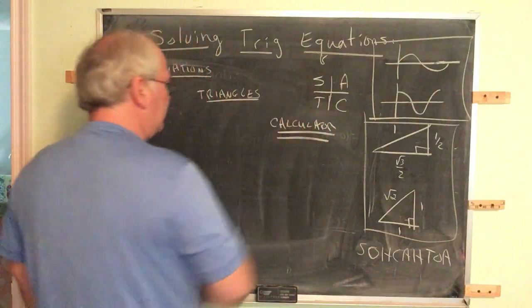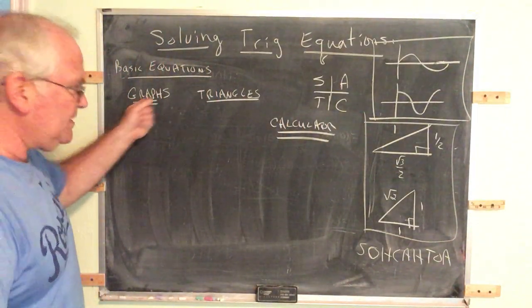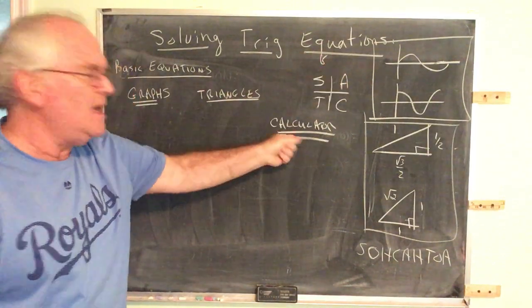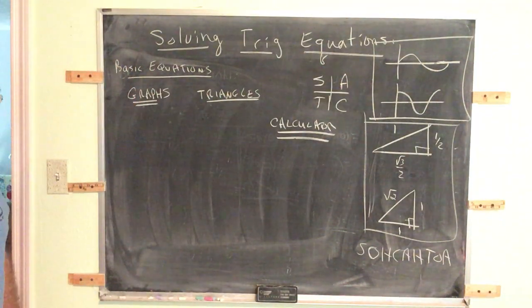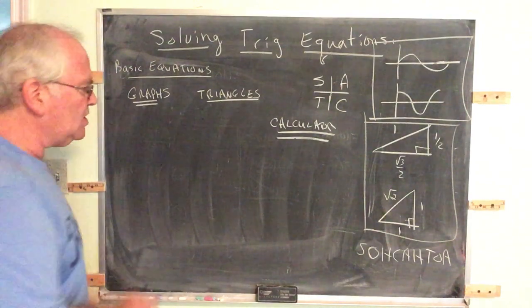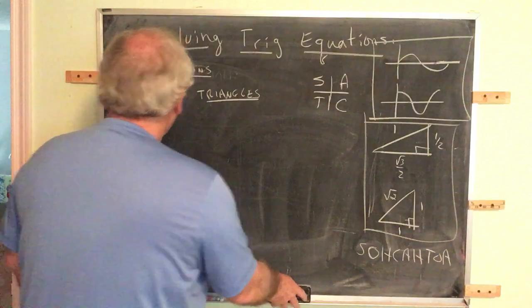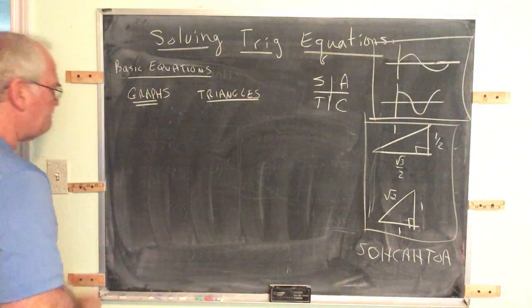So there actually are three scenarios. There's the graphs, there's the triangles. If it's neither one of those, then the only way to solve that is with a calculator. So we'll consider each of these in turn, so you become very familiar and very comfortable with them. We'll talk about the graphs first.